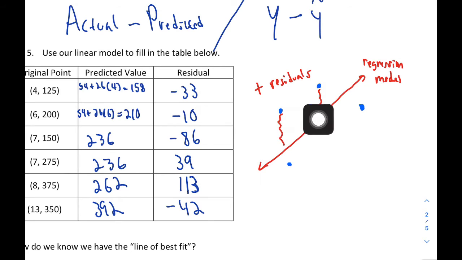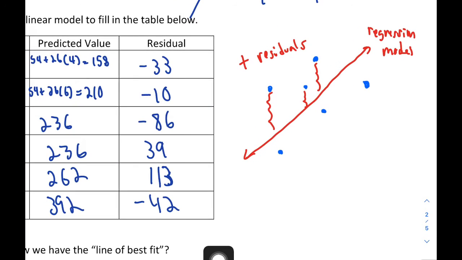And what it means for positive residuals is that these values are actually more than the model predicted. So in this case, the model underestimated. And for these values that are below the linear regression model, these have negative residuals.